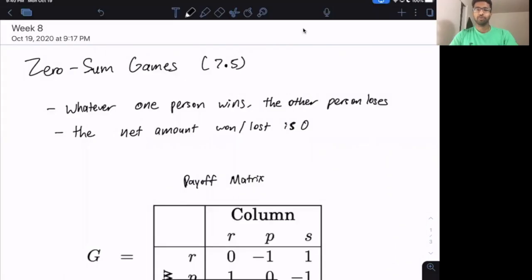Hey everyone, in this video we'll be covering zero-sum games, which is covered in 7.5 of the textbook. So the premise of zero-sum games is that they're basically games where whatever one player wins, the other player is going to lose that exact same amount, right? So if we have a game with two players, player A and B, and player A wins 10 points, that means player B is going to lose 10 points. Player A wins 5 points, player B is going to lose 5 points. If player A wins 0 points, that means player B is going to win 0 points, right? So it's basically games where the net amount that is won and lost becomes 0.